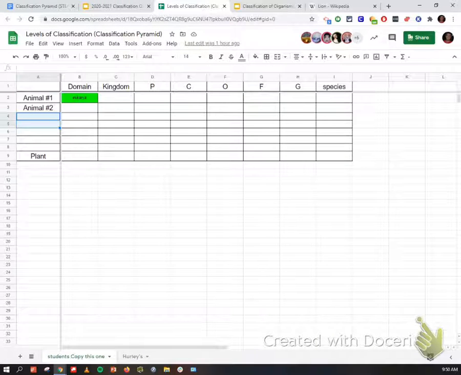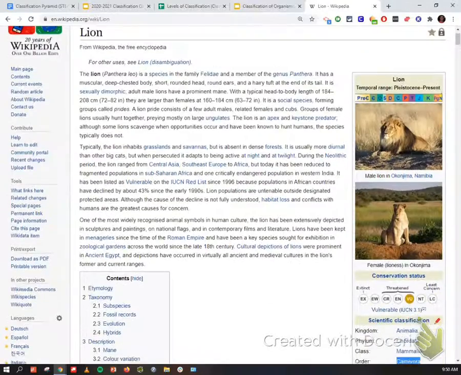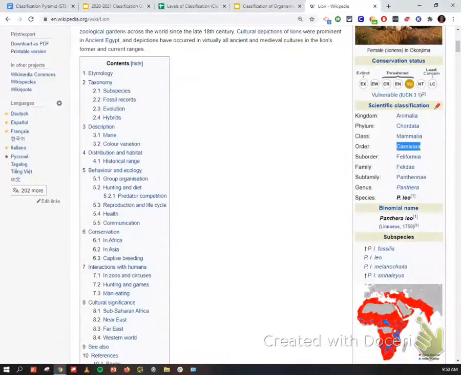Go ahead and put your first animal name for animal 1. So for mine was lion. I would put a lion. Type it in for number 1. And then go to the Wikipedia, or you can use another website if you want to. I've just found Wikipedia to be the easiest to get.